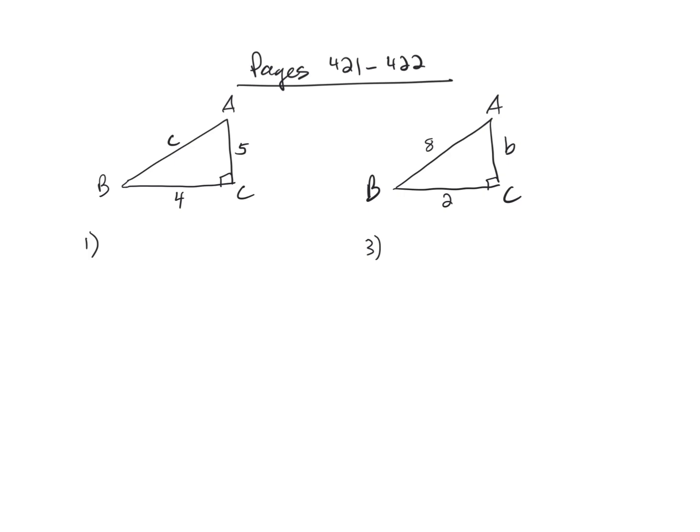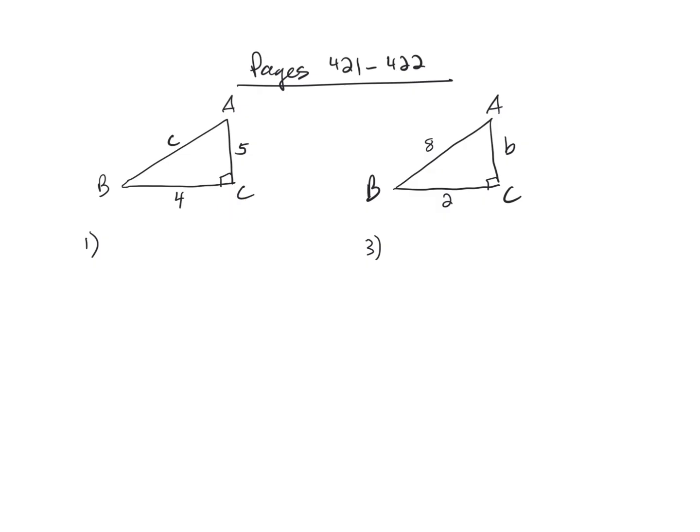Hey there, I'm going to give you just a few helps for pages 421 through 422. First of all, looking at number 1 and number 3, you're given 2 of the 3 numbers in a right triangle. Now remember that little a is across from capital A, little b is across from capital B, and little c is across from the capital C.